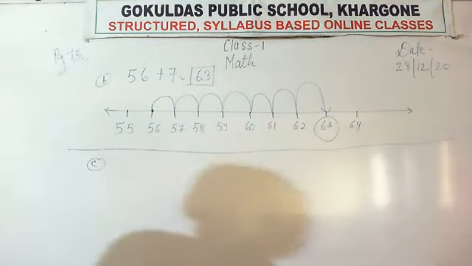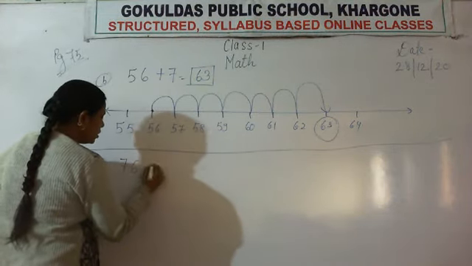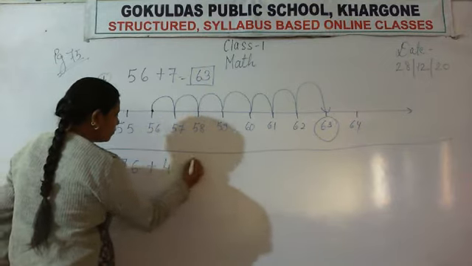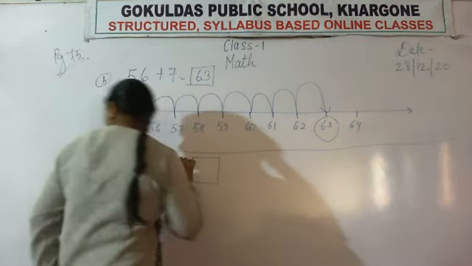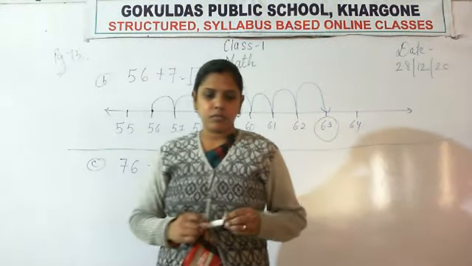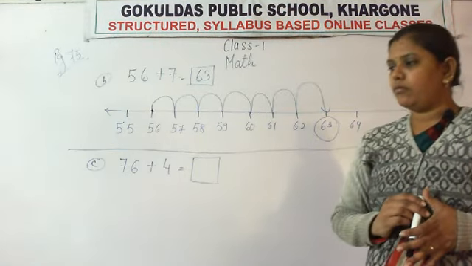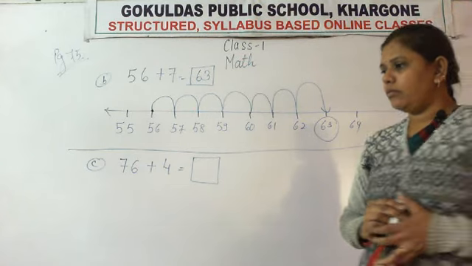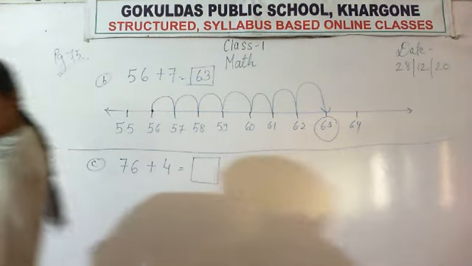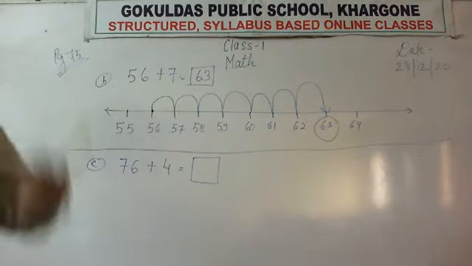Now next question. 76 plus 4. What is the next question? 76 plus 4.